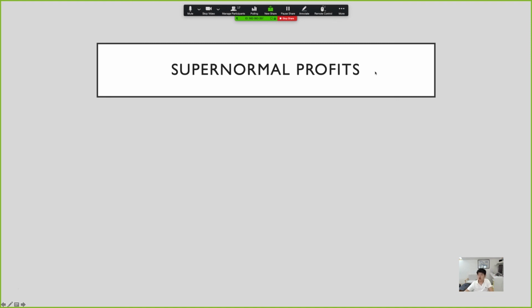Next. Supernormal profits. This is our last thing that we're doing for today. Let's draw a line first. Oh, we don't need to draw a line, because your PC firm doesn't make supernormal profits. Your PC firm can't make supernormal profits. So supernormal profits doesn't apply to PC firm, so we're only drawing one diagram for this one.